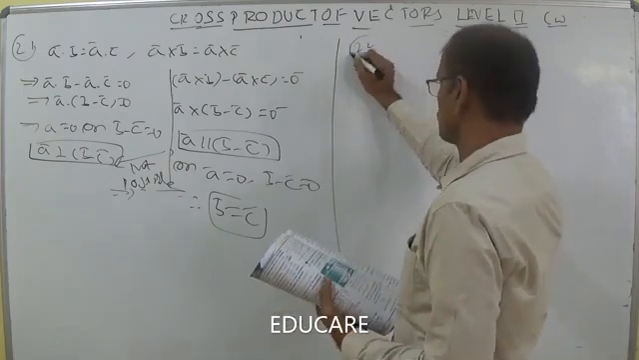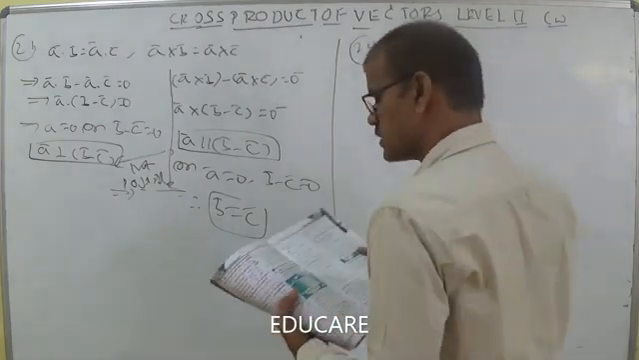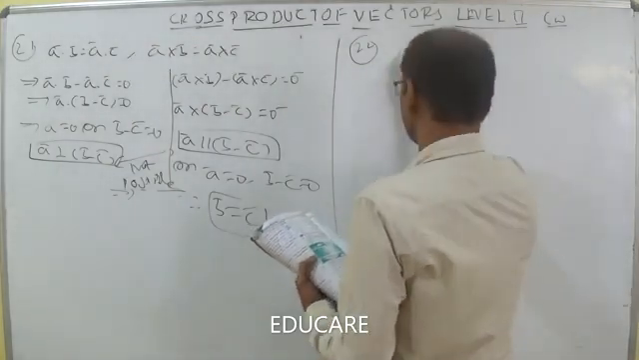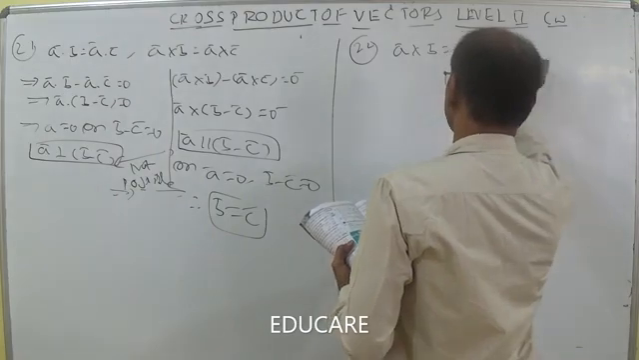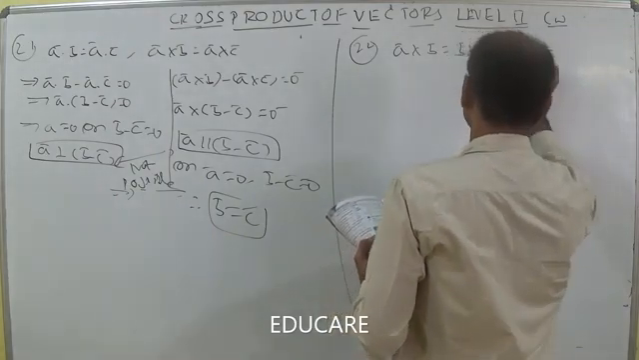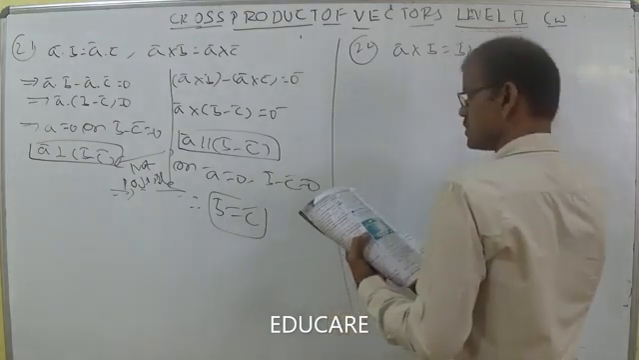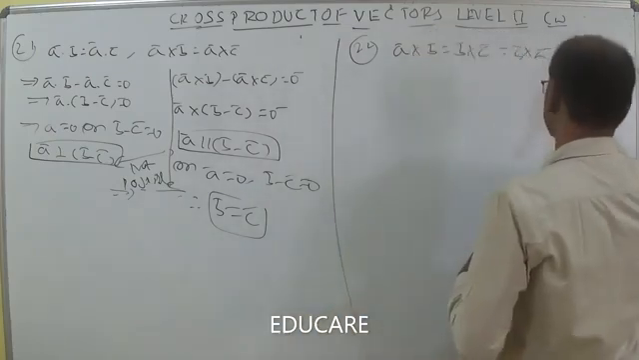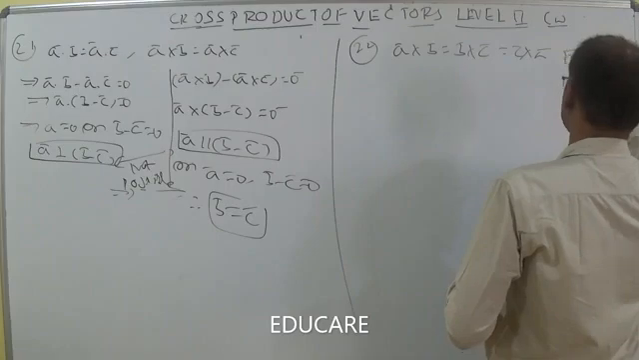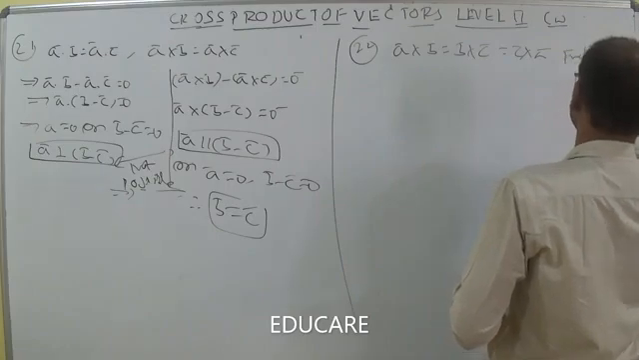Next, 22nd. Let us discuss the 22nd question. A bar is a non-zero vector. A cross B is equal to B cross C is equal to C cross A, then what is the value of A bar plus B bar plus C bar? A bar plus B bar plus C bar is equal to dash.